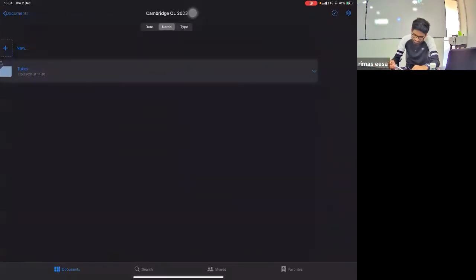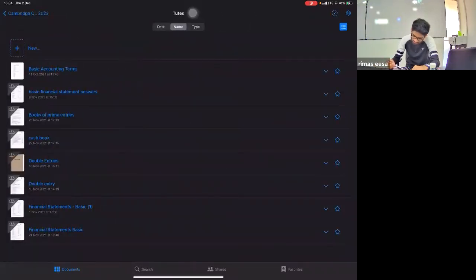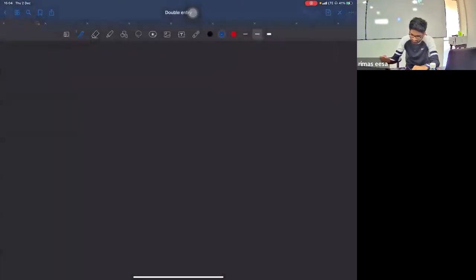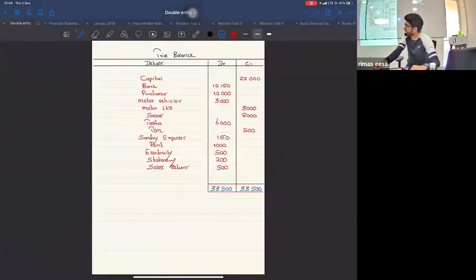Cambridge O-Level 2023 batch, double entry. Where is the double entry error? Let me give you a small introduction of how this trial balance is going to work. Can you look at this trial balance? Is debit and credit equal? Yeah, 33,500, 33,500. Can you see its debit and credit is equal?